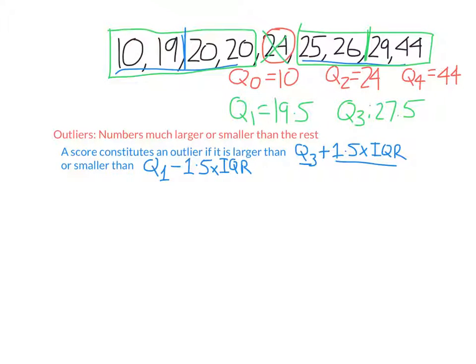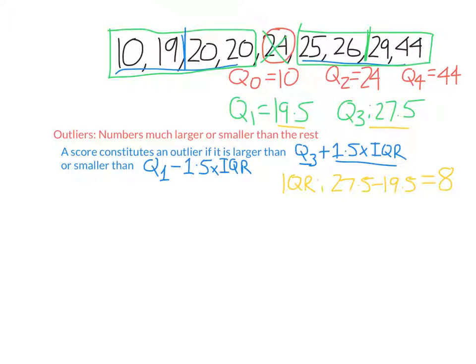A score constitutes an outlier if it's more than Q3, the third quartile, plus 1.5 times the interquartile range. So in our example here, the interquartile range is just 27.5 minus 19.5, just Q3 minus Q1, which is of course 8.